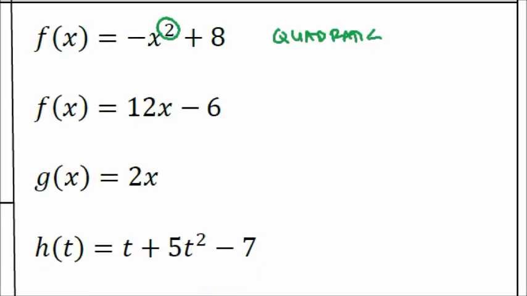Now I'm going to continue on. f of x is equal to 12x minus 6. Well, this x has an implied exponent of 1. The highest exponent on any variable in this function is 1. That means this is going to be a linear equation. It's going to graph as a line.